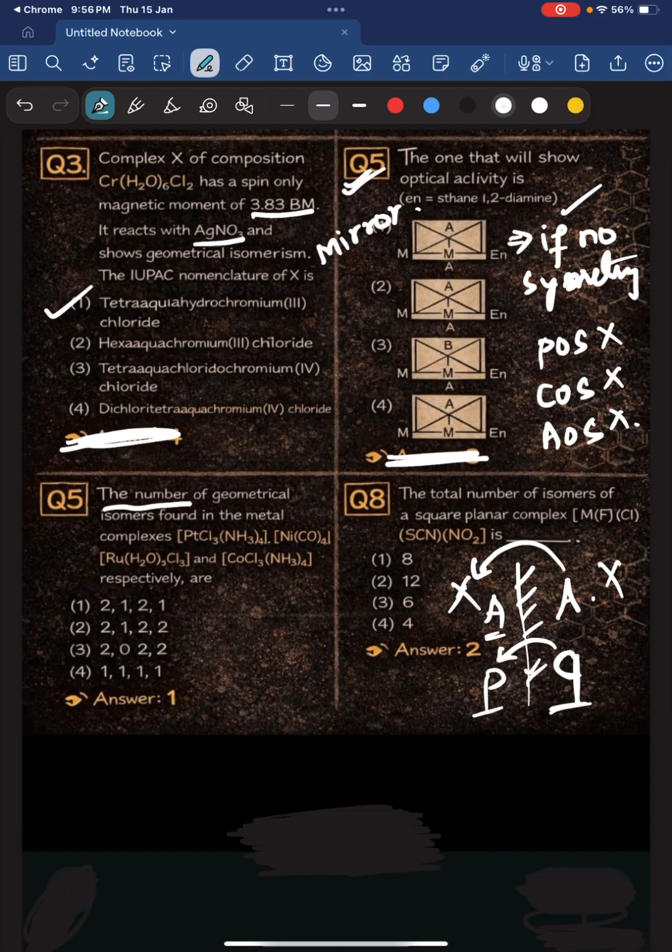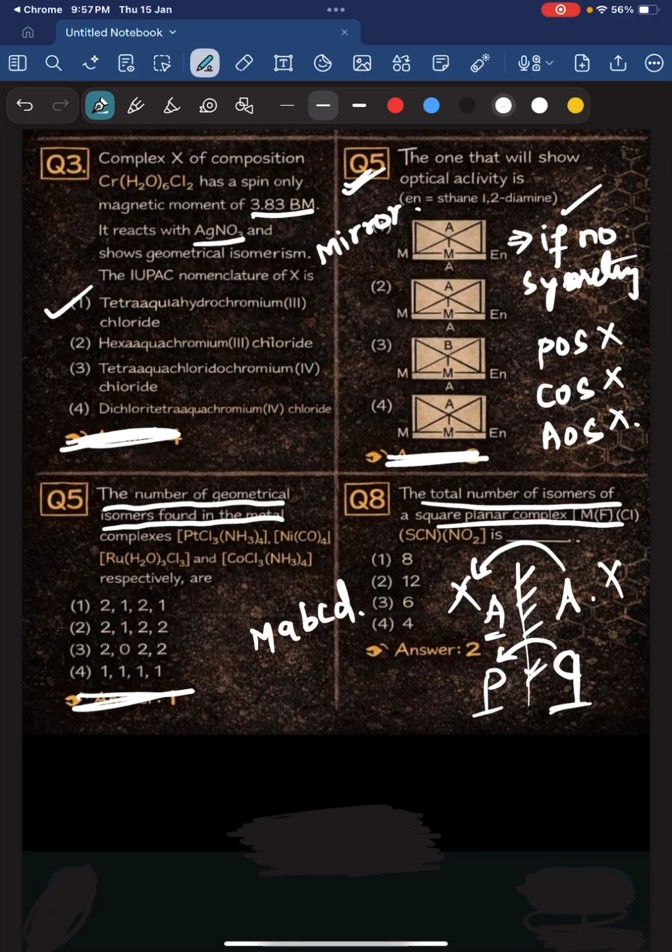And coming to this, the number of geometrical isomers found for this, we already did this question there also. So the same question we did here. And coming to the total number of isomers for a square planar complex. So for square planar complex M(AB CD), if you take, it's NO2, not NO twice. So in this case, the total number of isomers, how many can you see here? This is a square planar complex.